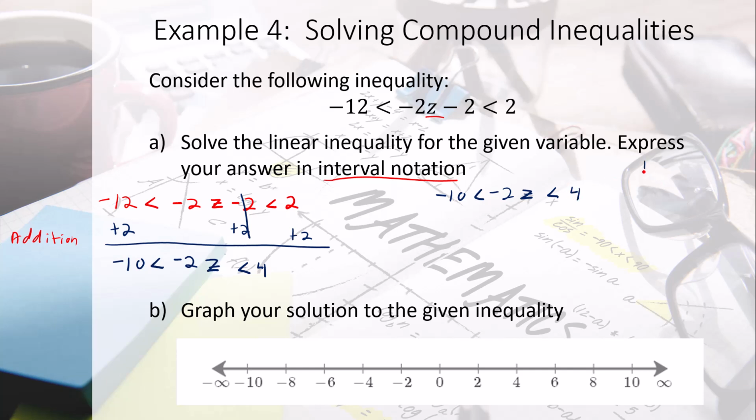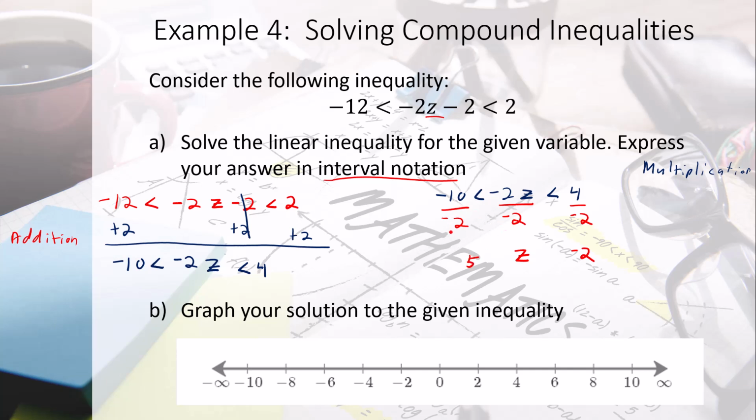Now we want to do multiplication, because we want to multiply this entire thing by whatever we need to make this coefficient equal to 1. Specifically, we want to divide this by negative 2. If we're going to divide this by negative 2, we need to divide this side by negative 2, and we need to divide this side by negative 2. Over here, negative 2 divided by negative 2 is simply 1, so we are left with z. 4 divided by negative 2 is negative 2. Negative 10 divided by negative 2 is 5.